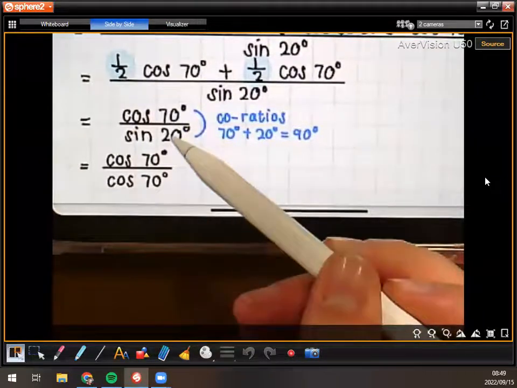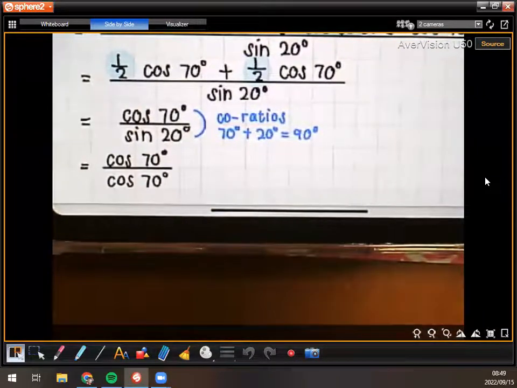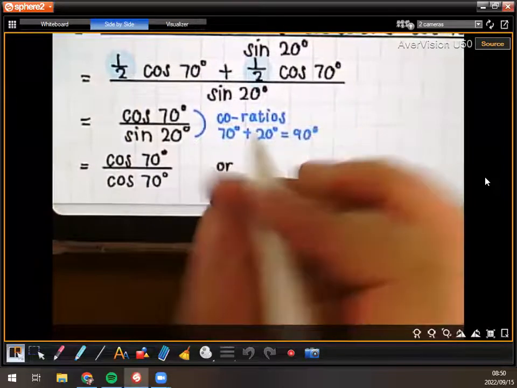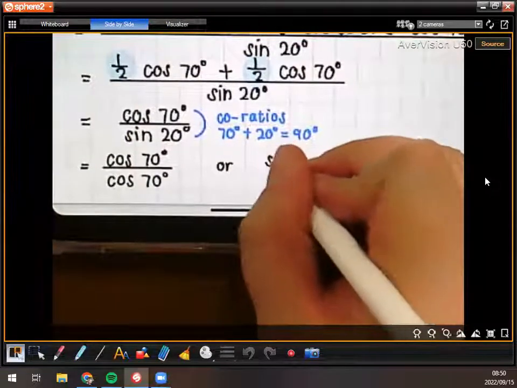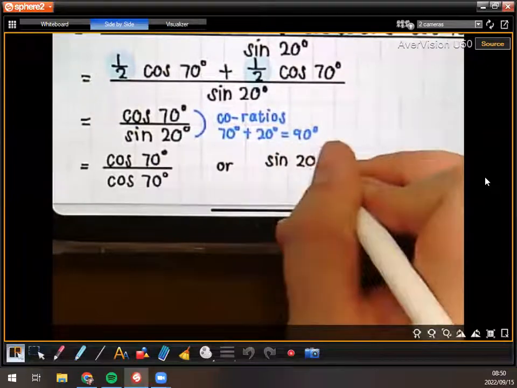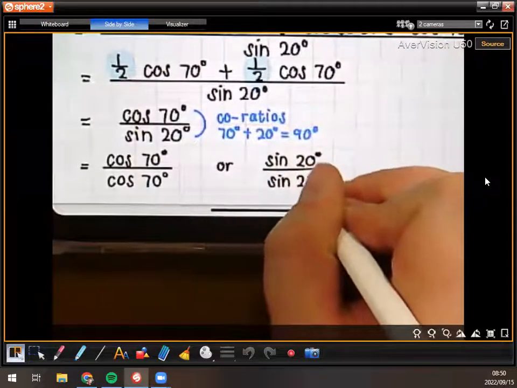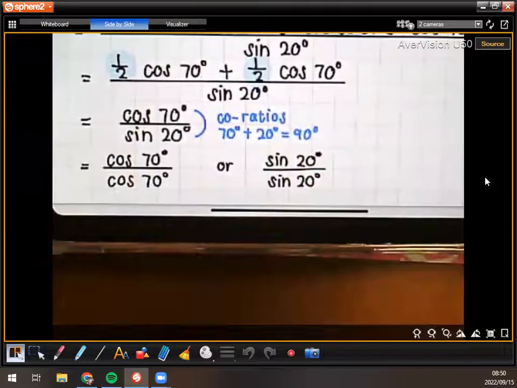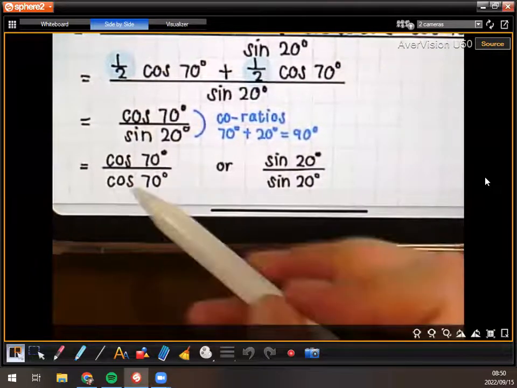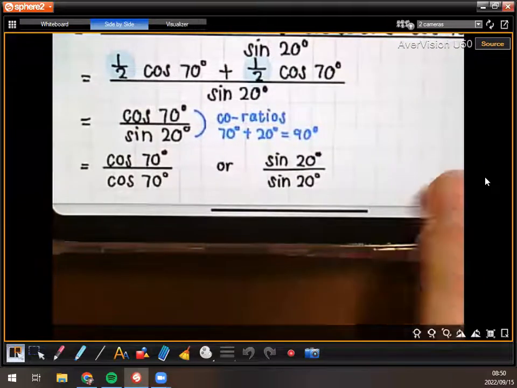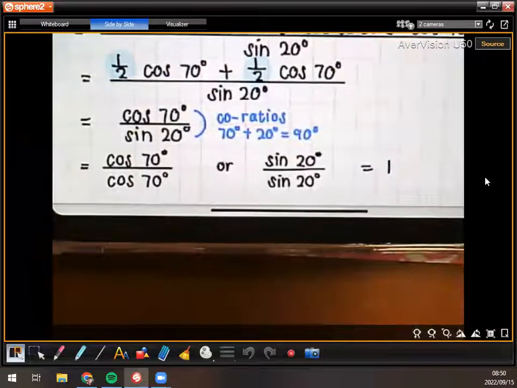So you can change sin 20 to cos 70. Or if you want to, you can change cos 70 to sin 20 and leave that sin 20 at the bottom. Either way, it's fine. You can decide if you want to change the top or the bottom. You have to show that you're changing one of them. You get a mark for that. And now guys, what is anything divided by itself? 1.